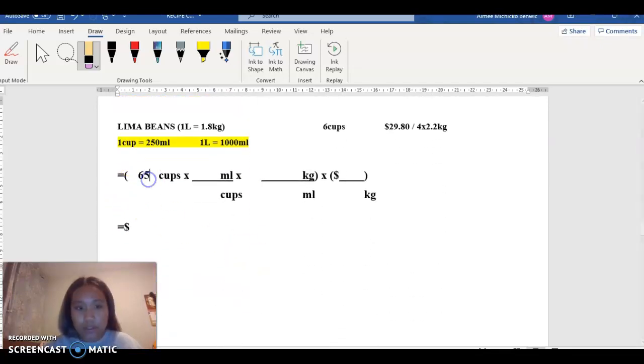So we have 6 cups here, and we need to go to kilograms, so we have to convert. There's 250 ml in 1 cup. Here in our weight equivalency, we have to convert the liters into milliliters because we're looking for milliliters here. In 1 liter there's 1,000 milliliters. So I just copy 1.8 kilograms and then copy the price of $29.80 for the lima beans.